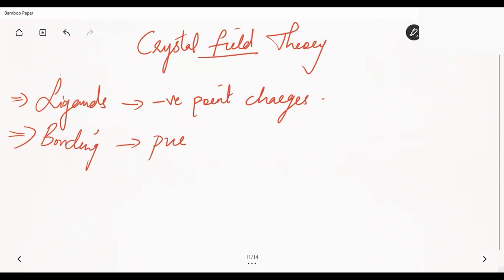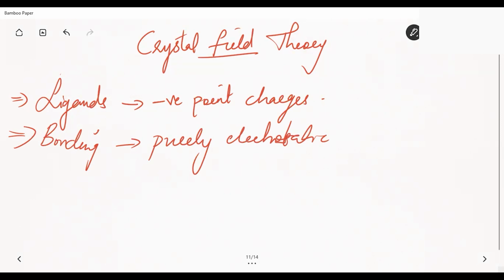Then for neutral ligands like water, ammonia, etc., we have to take the negative end of the dipole. The negative end of the dipole of that ligand is attracted towards the central positive ion.